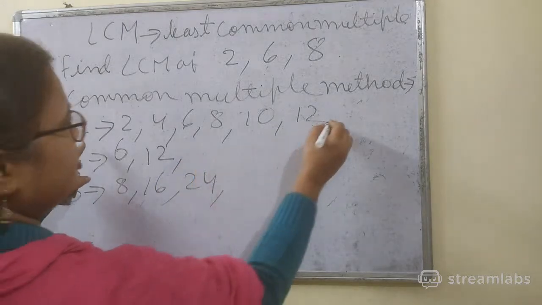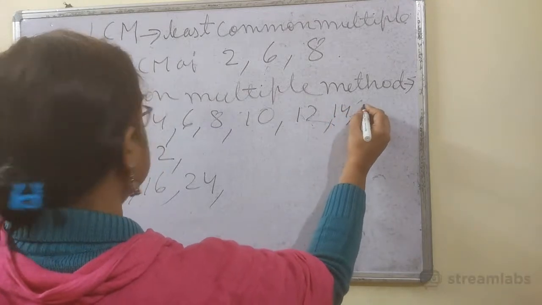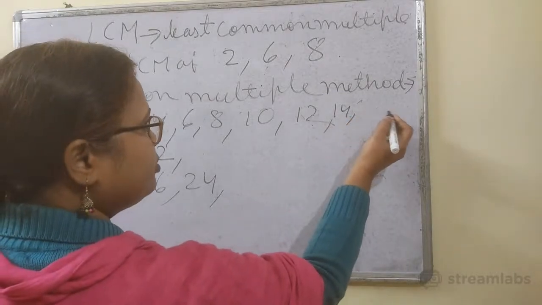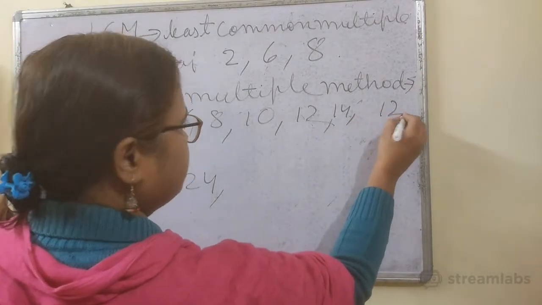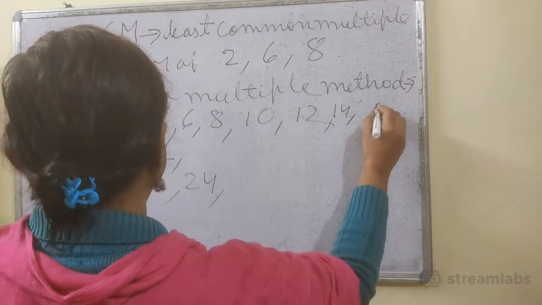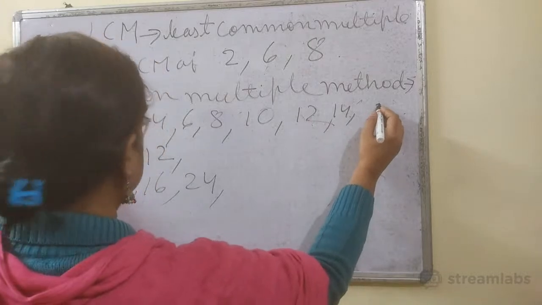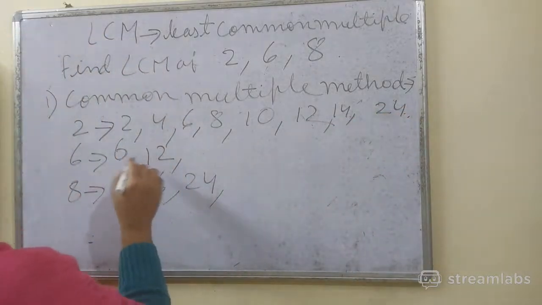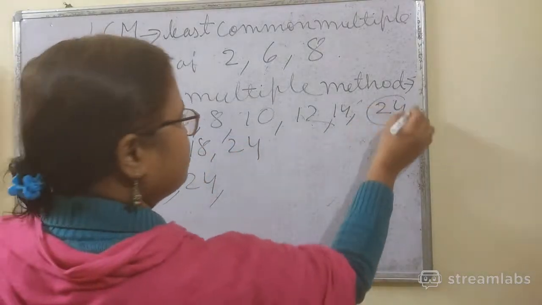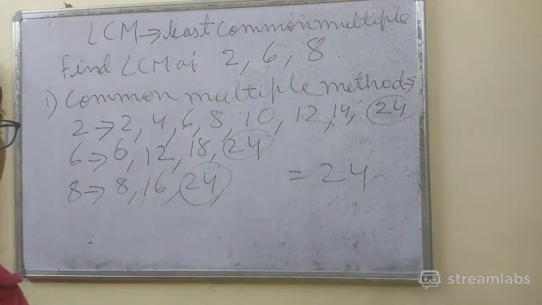Then here you see, 2 10s are 20, 2 11s are 22, 12 2s are 24. So 12 here. Clear? 24 is coming here. Then here 6 2s are 12, 6 3s are 18, and then 24. Very good. So see, here we have got the common multiple. Common multiple is what here? 24. So 24 is the answer.